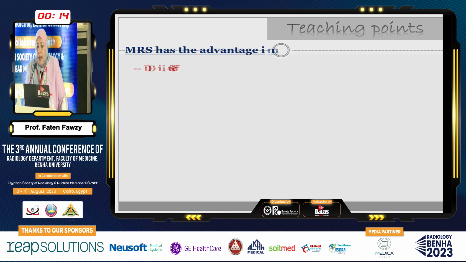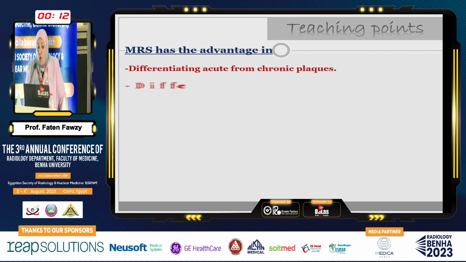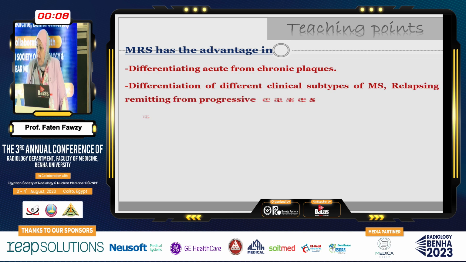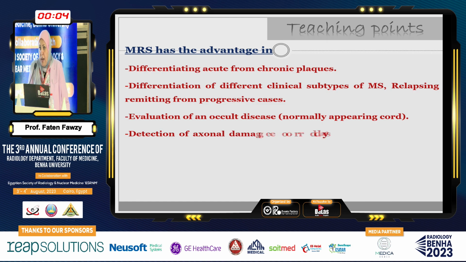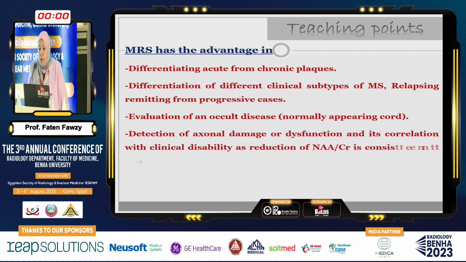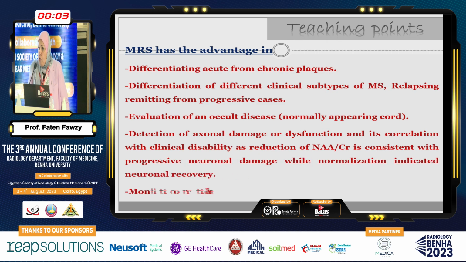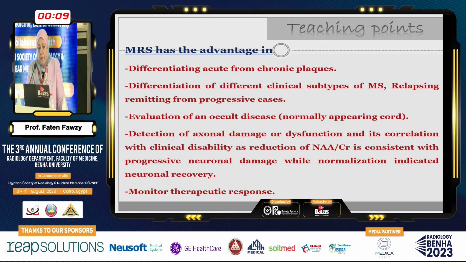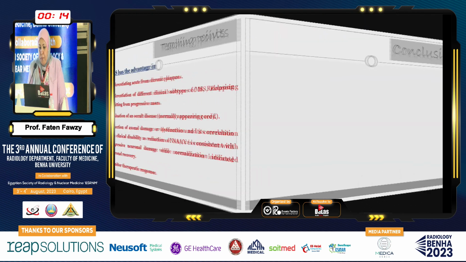Teaching points: we can use MRS with the following advantages: differentiating acute from chronic plaques, determining the clinical subtype of MS, relapsing remitting or progressive, evaluation of occult disease, detection of the different pathological changes, and predicting cord atrophy. In addition, it can monitor the response to therapy.